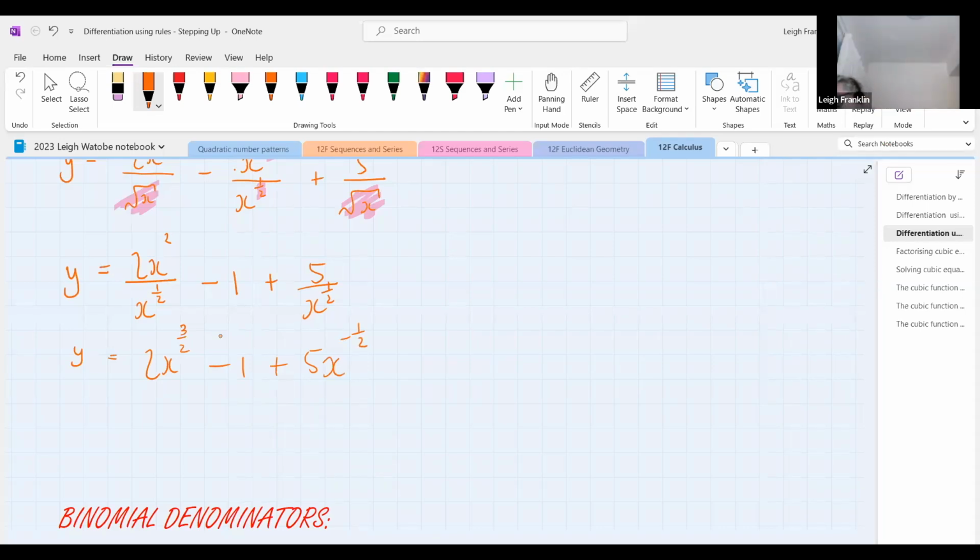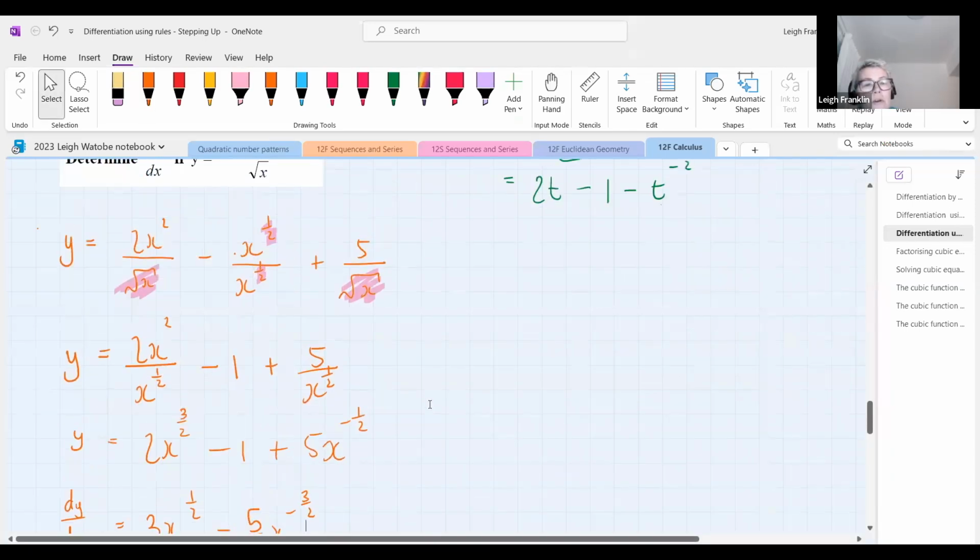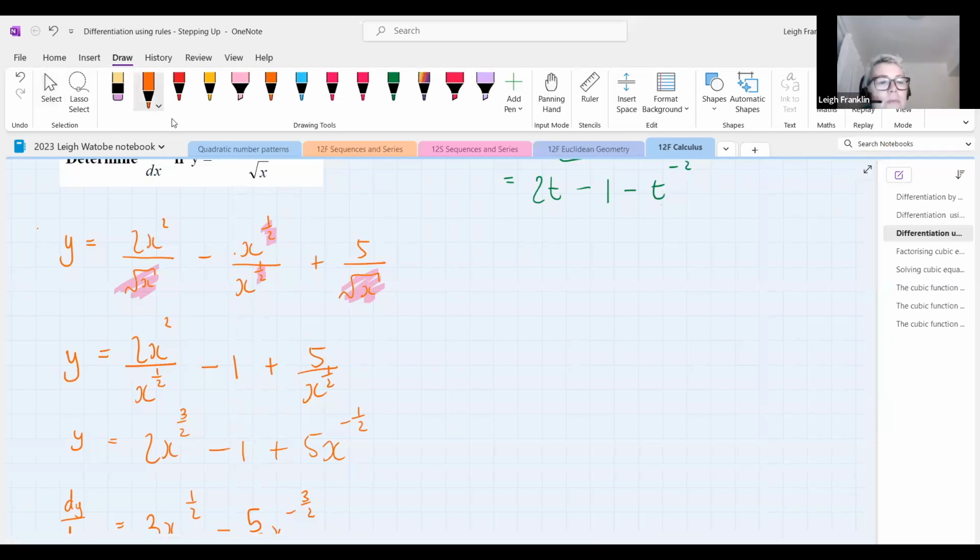Next step. And the next step, I said dy over dx. I got 3x to the power of half minus 5 over 2x to the power of negative 3 over 2. Excellent, well done. That's very good, very nice, Nhlanhla. I could not have explained it better.